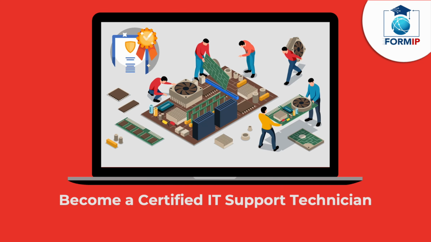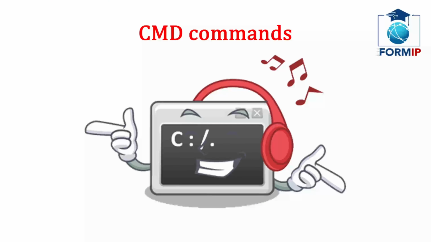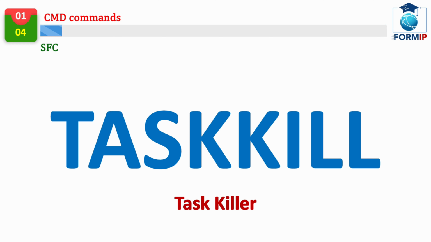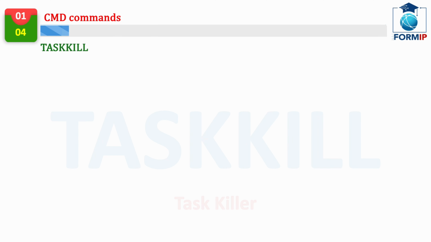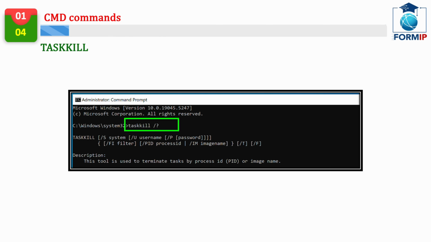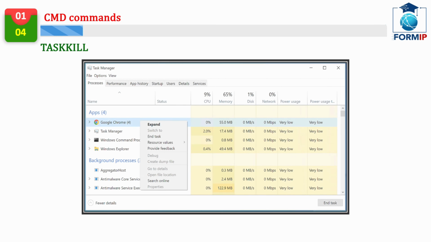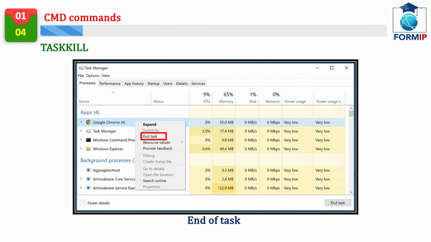Here we are again, in this new course, which is the third part on commands. Task Kill. Let's start right away with the Task Kill command, which, as its name suggests, is a task killer. That is to say, it allows you to kill a running process. In fact, it is simply a command line alternative to the task manager. Here, if you want to close a program, just right-click and then click on End Task. Well, we'll see how to do it directly on the command line.